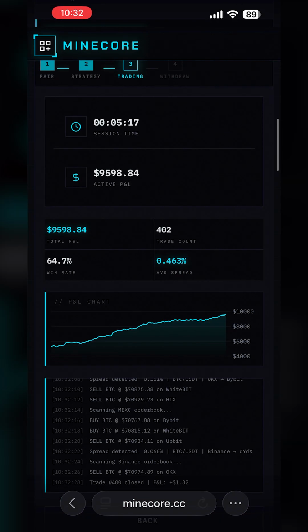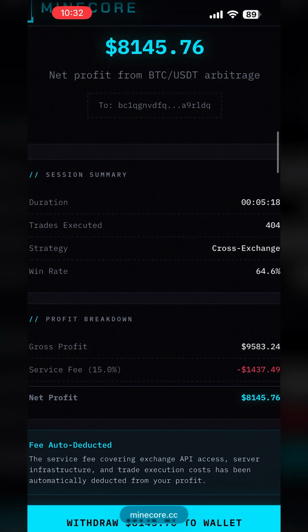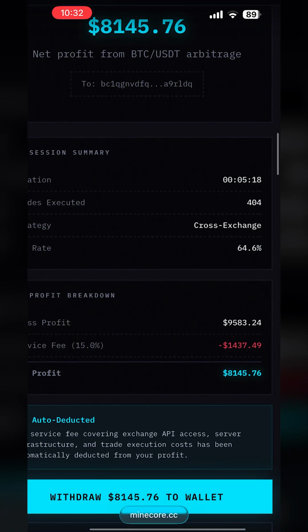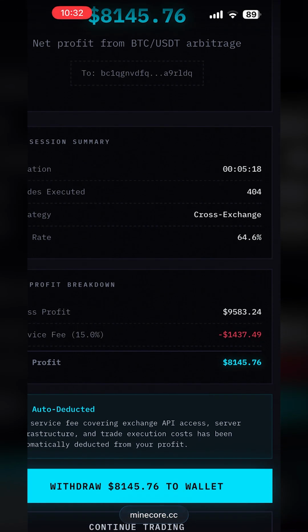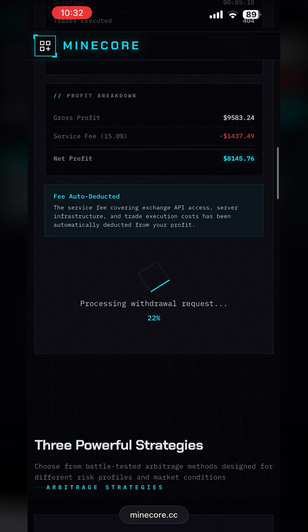Okay, good. Hitting stop now. Okay, this screen gives me the complete picture. Which strategy was active throughout, total runtime, trade count, my final win rate, and the net return after the platform's fee has already been pulled from it. That figure is what matters. Tapping withdraw and just giving that a few minutes to process the transaction.